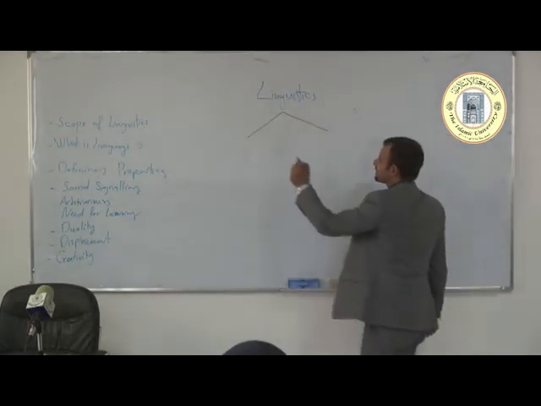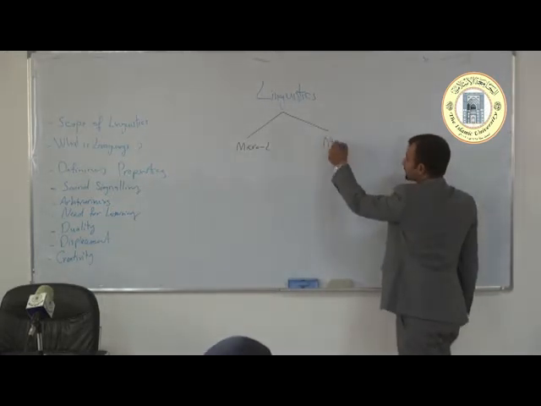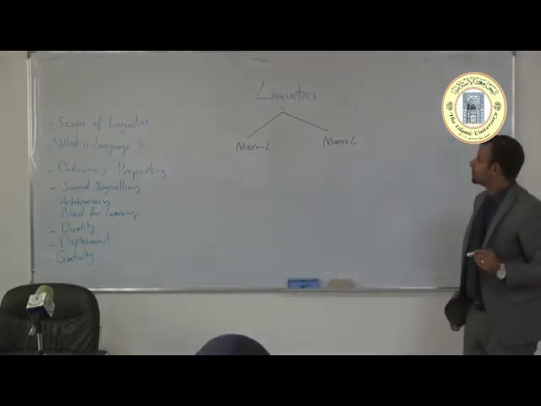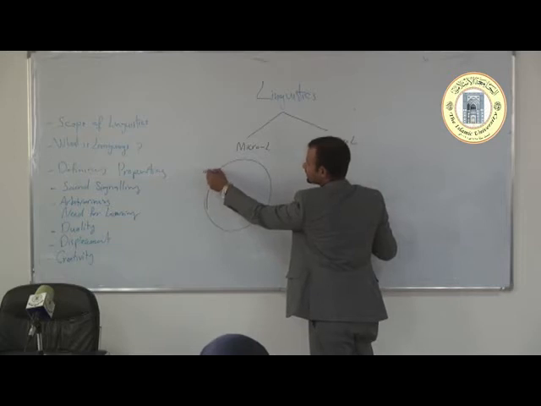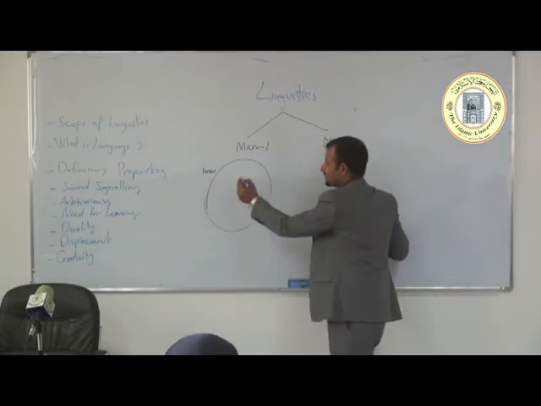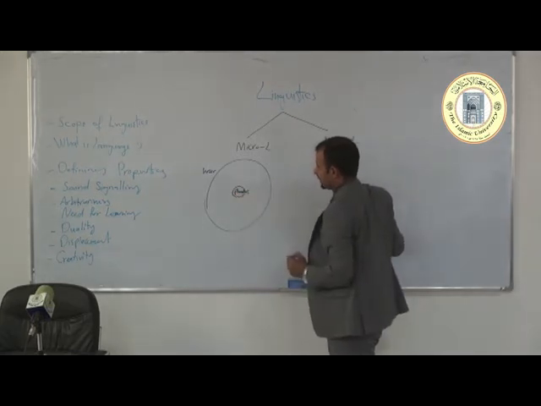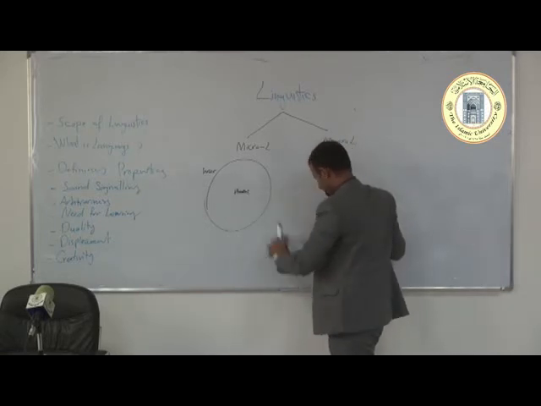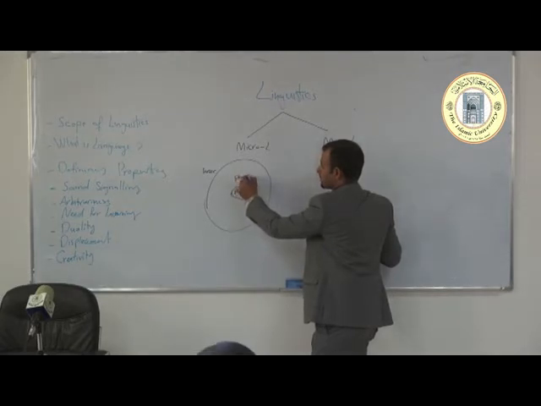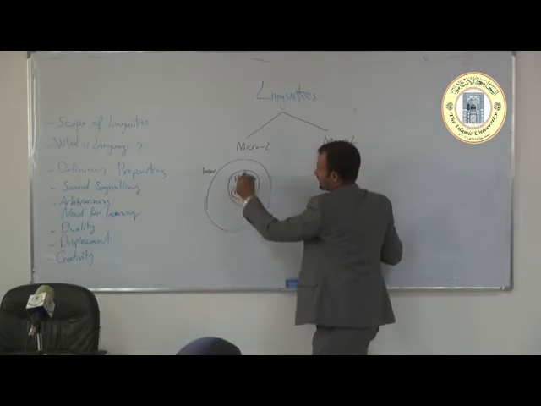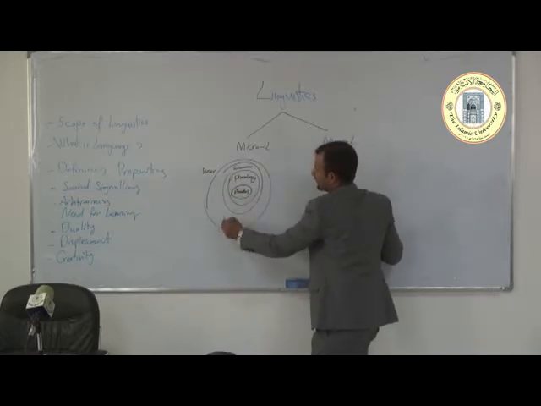Two types of linguistic disciplines: micro linguistics and macro linguistics. Micro and macro. Within micro, the inner circle, which represents in the center phonetics, and then phonology, and then grammar, and then semantics.